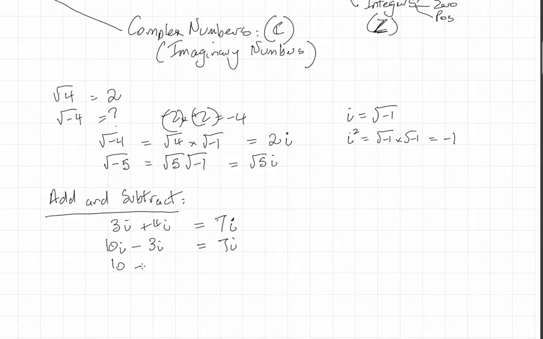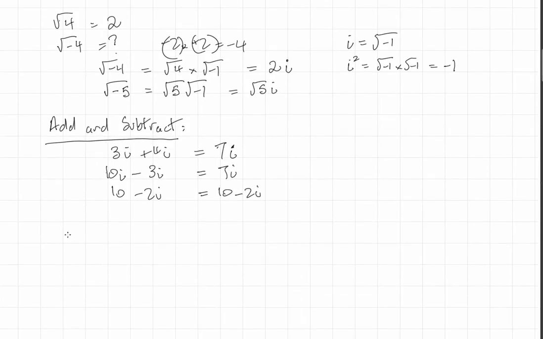If we had 10 minus 2i, that can't be simplified because there is no surd there. So we'll just say that that is exactly the same as what it is there. We can't go any further than that. So that's adding and subtracting surds. Now multiplying and dividing.